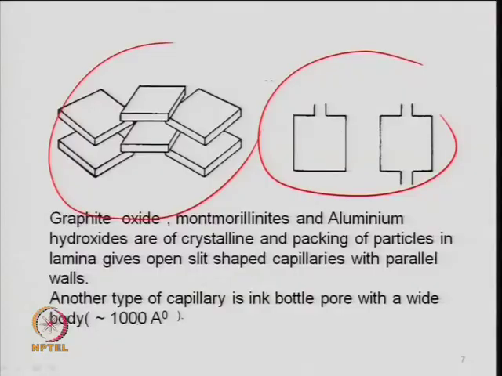So, all these materials like graphite oxides, montmorillonites, clay type structures, and aluminum hydroxides are crystalline, and the packing of particles in laminae gives open slit shaped capillaries with parallel walls. So, this type of structure will have your type B adsorption hysteresis. Similarly, the ink bottle pore with a wide body, with pore size wider than approximately 1000 angstrom, will also give you this kind of hysteresis.